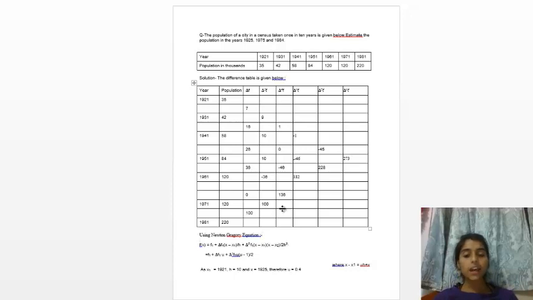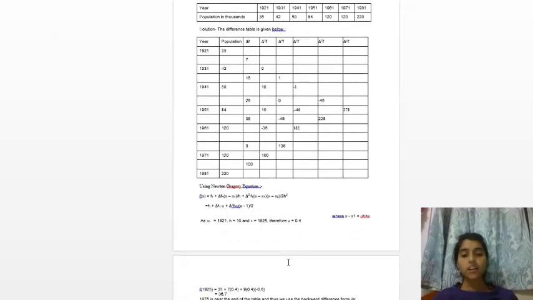Now, using Newton-Gregory's equation, that is f of x is equal to f1 plus del f1 (x minus x1) divided by h plus del square f1 (x minus x1)(x minus x2) divided by 2h square. On solving this, we will get f1 plus del f1 u plus del square f1 u (u minus 1) whole divided by 2.